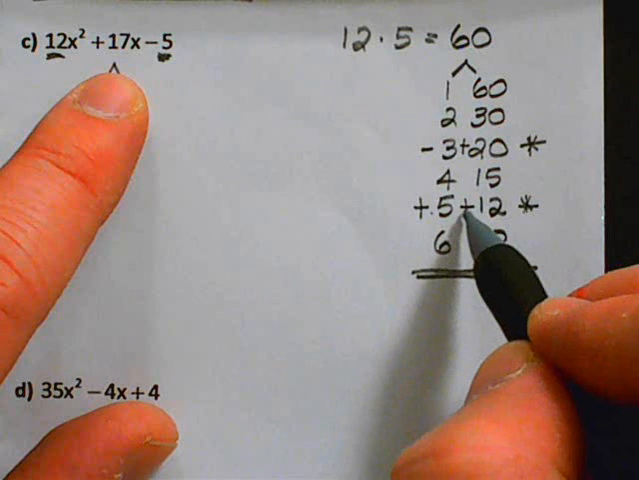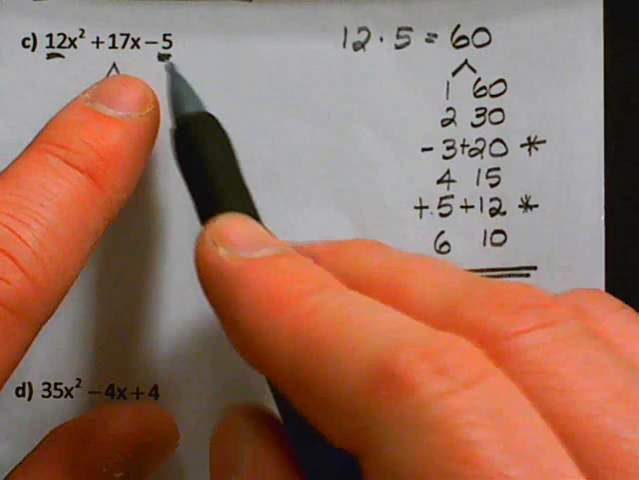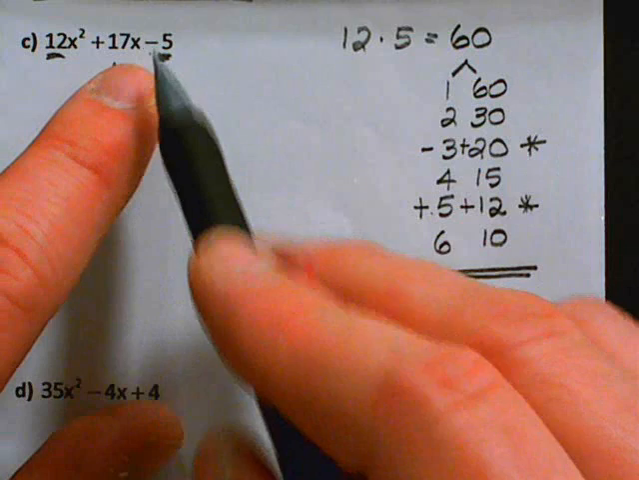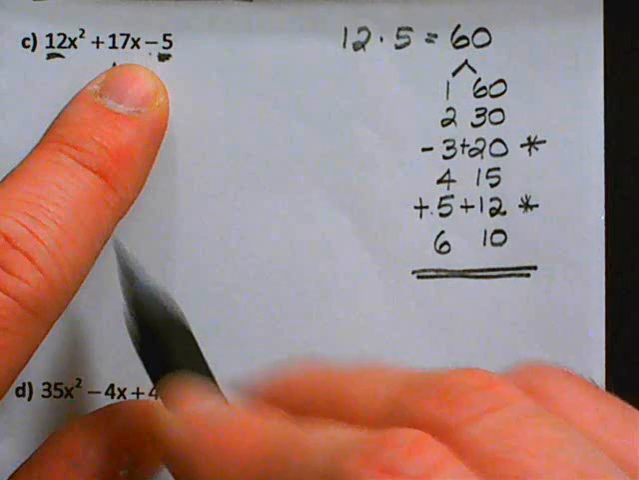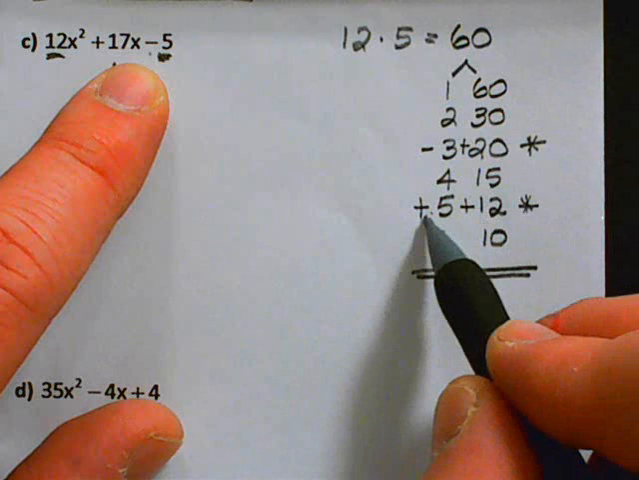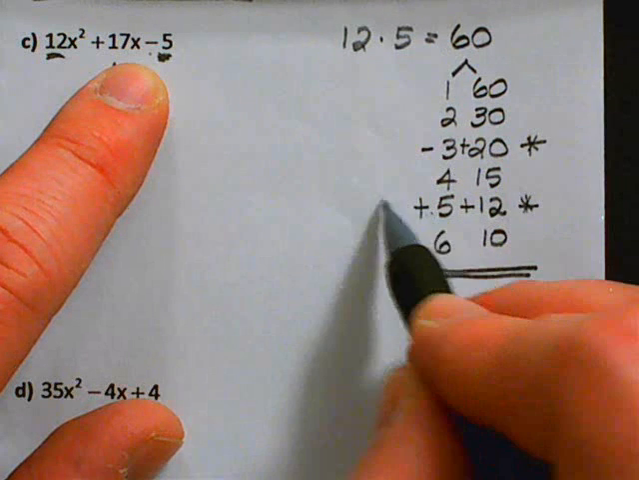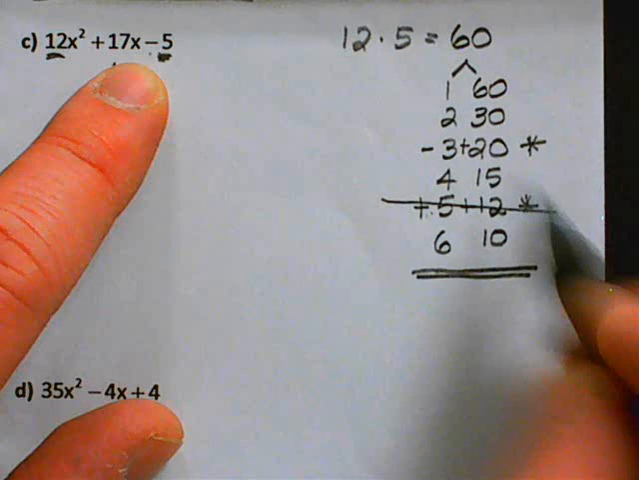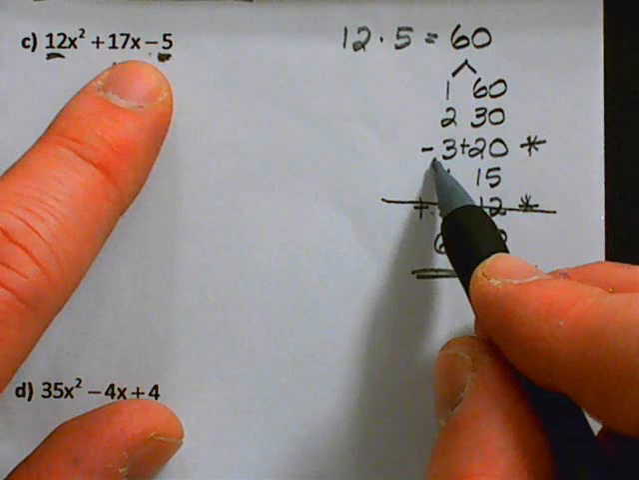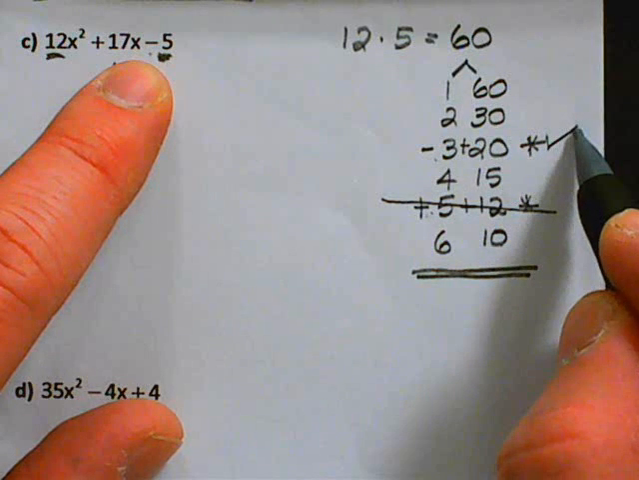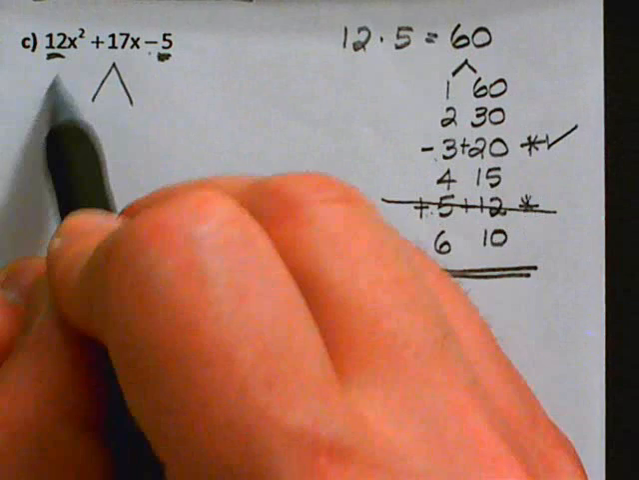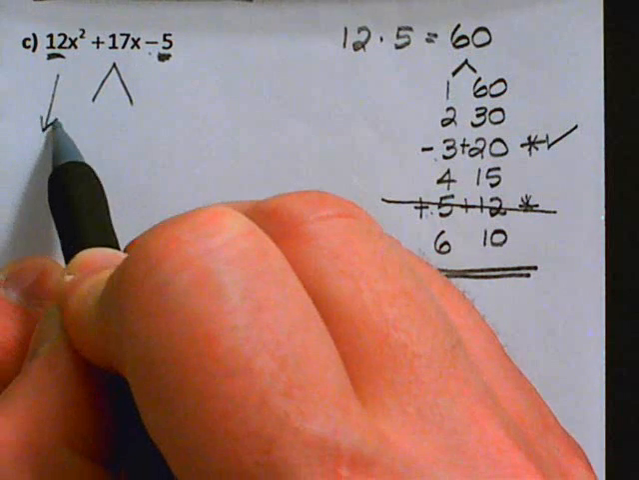Now, our final check is the sign. We want to have the same sign as the third term, which happens to be a negative. So, a positive times a positive is a positive, so that means that fails. A positive times a negative gives me a negative, so that means this is the two numbers that I want to use.